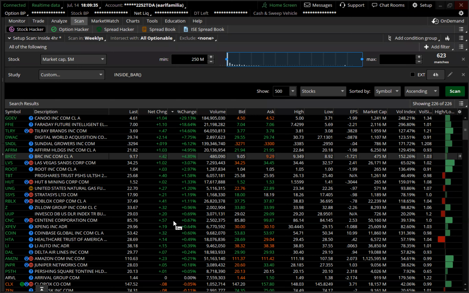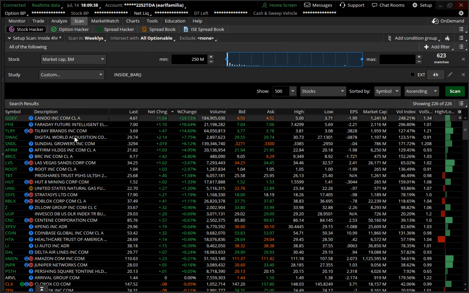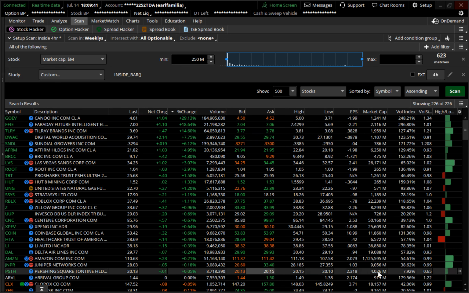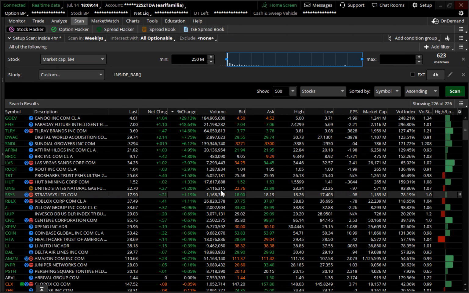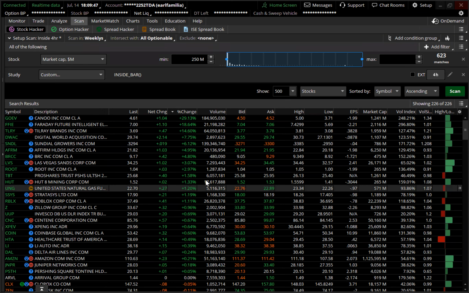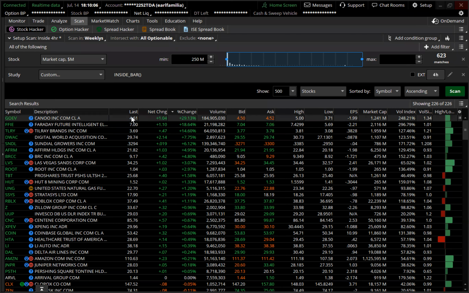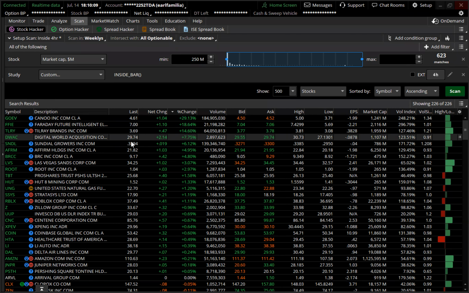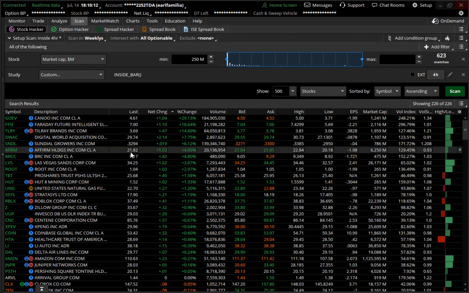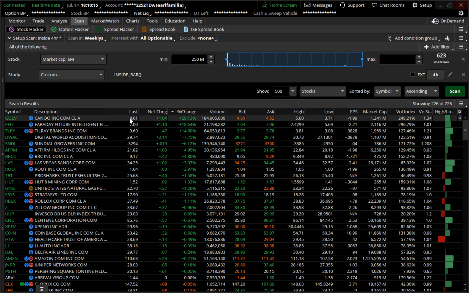So this is my list here. We've got 226 tickers on this inside 4-hour scanner. Obviously, we're not going to go through all 226 of them. So what we'll do is just cherry pick and scan through these and identify tickers. First off, I see we've got Tilray, DWAC, Sundial, Affirm, LVS. So we've got a few here. Let's take a look. And also, for me, my preference is to take tickers. I don't like to play penny stocks and smaller price tickers for these 0 days.